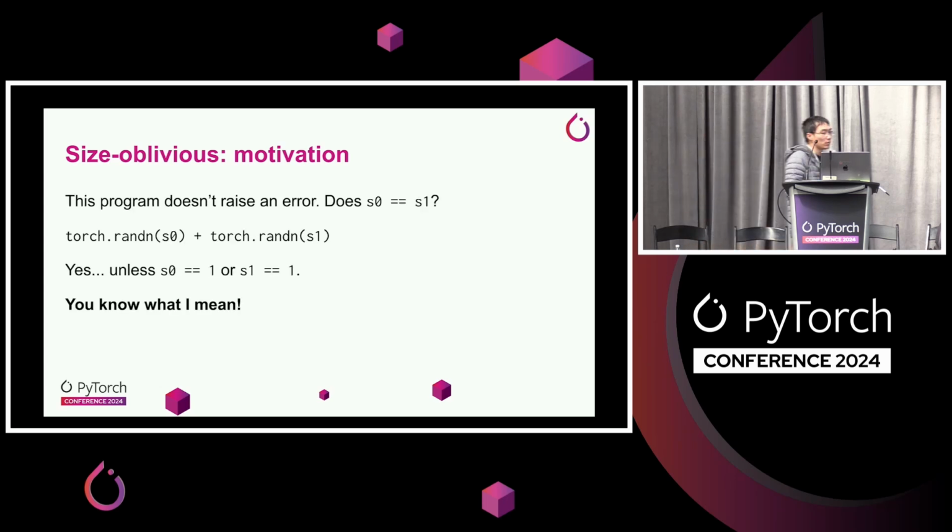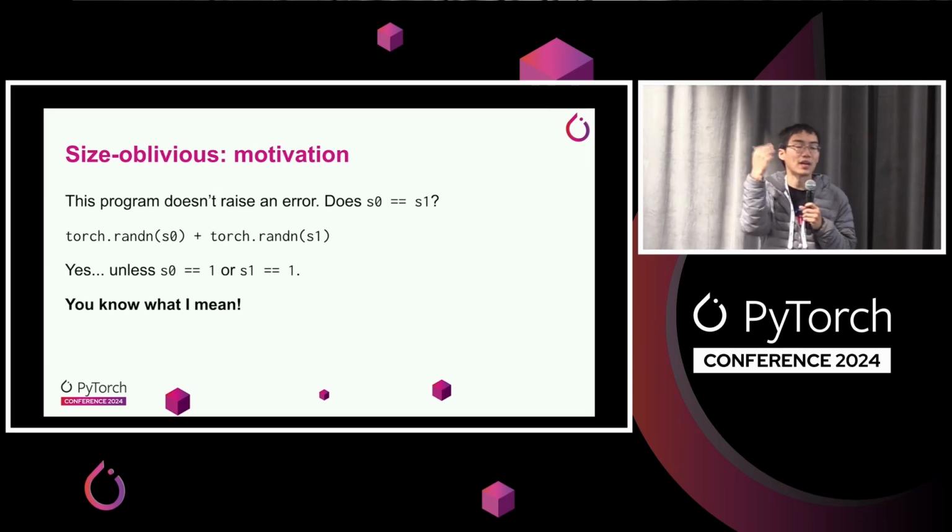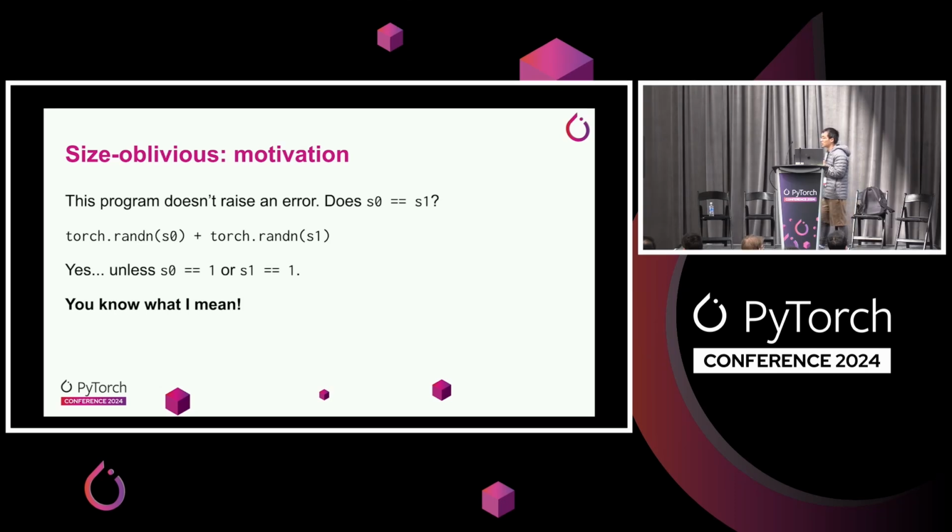One final example, let's say I'm adding two tensors together, two 1D tensors. One has size S0, and the other has size S1. I add them together, and should the sizes match for the two tensors? And once again, the answer is yes, except when one of the sizes is 1, in which case you do broadcasting. So I really can't figure out anything in this situation.